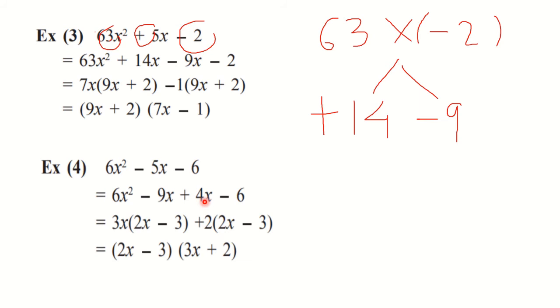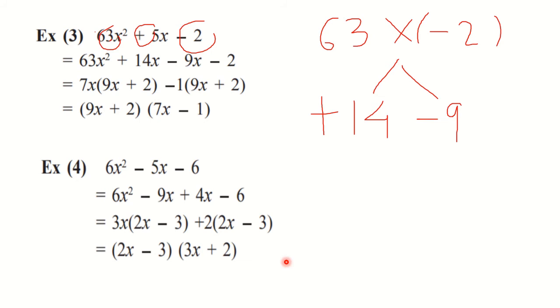2 2s are 4. So here 2x will come, minus sign, and 2 3s are 6. So here 3 will come. Once again you will observe that these two brackets are same. So take out that common, 2x minus 3, and in the second bracket write down the remaining things, that is 3x plus 2. This way we are going to factorize. You have to keep all these things in mind, how you are going to factorize.